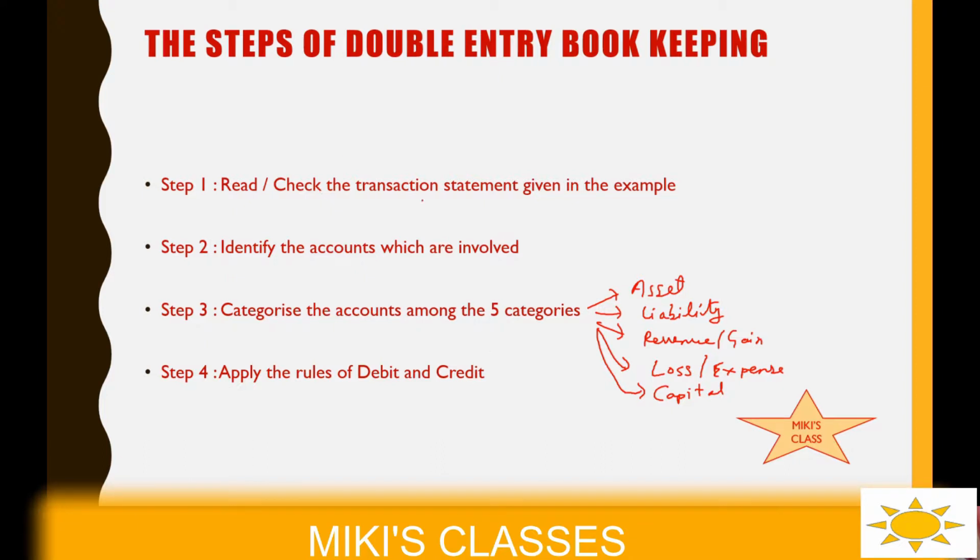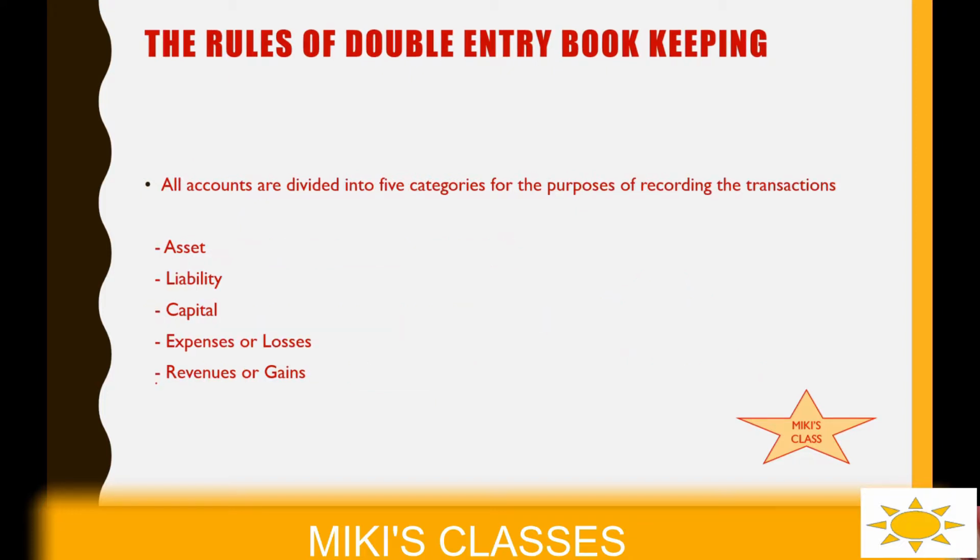So step 1, read the transaction statement. Step 2, identify the accounts which are involved. Step 3, categorize the accounts among the 5 categories: assets, liabilities, revenue, gain, loss or expense, or capital. And the last one is apply the rules of debit and credit. So we'll check what this final step is all about. We've already covered it in the last video, but quickly let's go through.